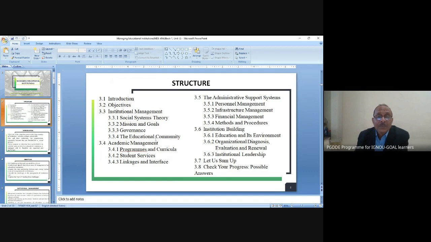Educational community, and then actual academic management. What are the programs you are offering? What is the curriculum you are developing? What are the support services you have in your institution? What is the linkage between your institution and the rest of the society? And then what administrative support system do we have in our college, in our school, in our university? What is institution building? What efforts have you taken? So this is how this unit will be covering all these aspects.